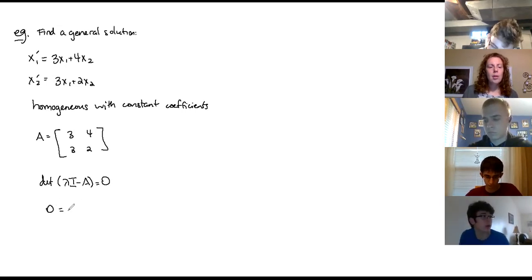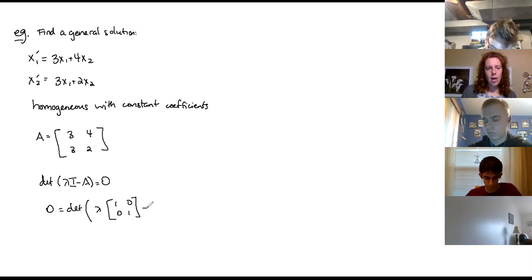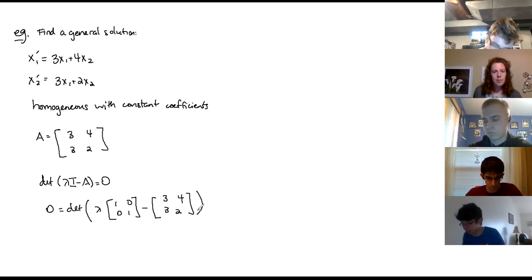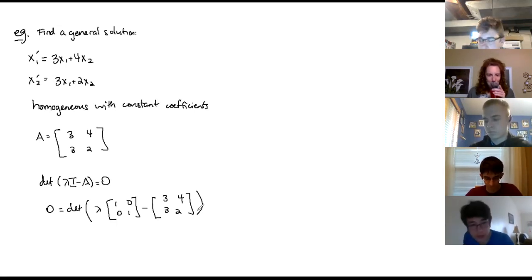So 0 is going to need to be the determinant of lambda times the matrix 1, 0, 0, 1 minus the matrix 3, 4, 3, 2. I'm going to write out all the steps the first time, and then the second example will short circuit a little bit of these. People who have taken linear algebra, this is a step where you can jump ahead of me if you want, and you can go get coffee or something. The advantage of teaching class and being in your homes.